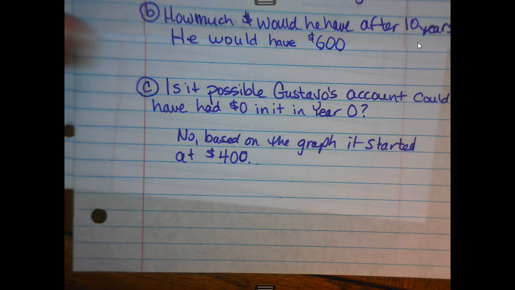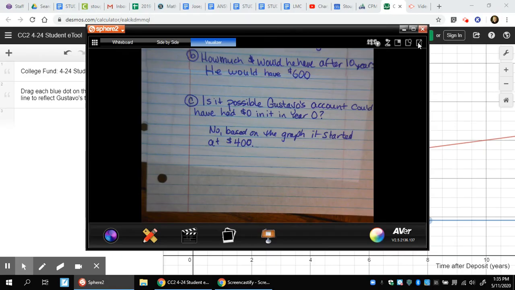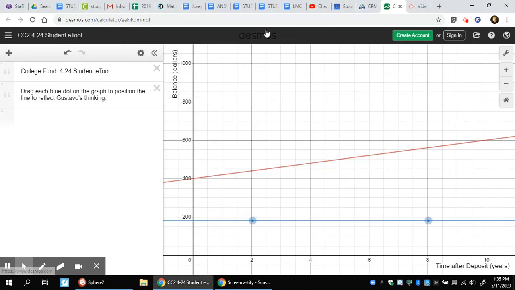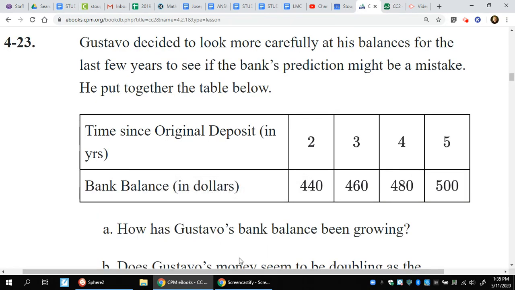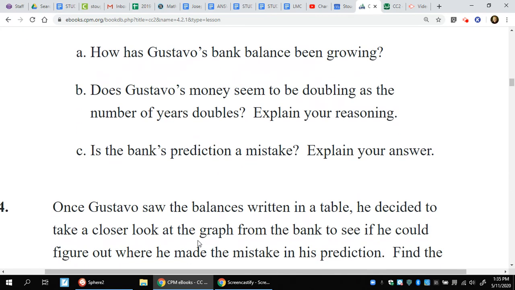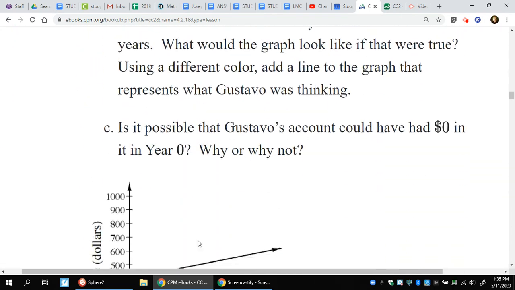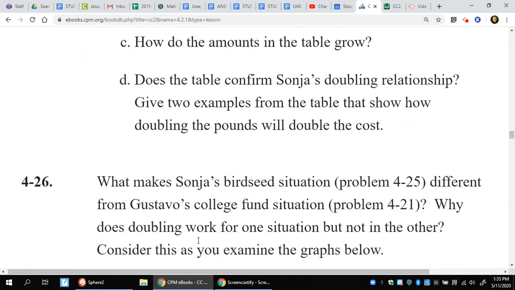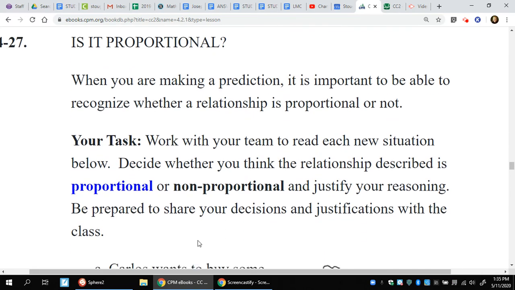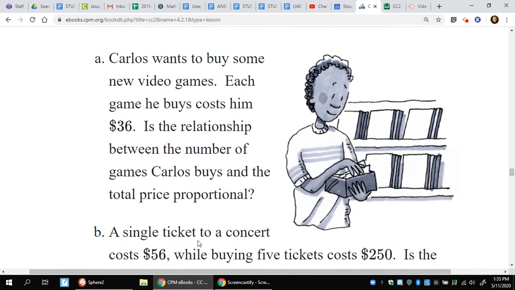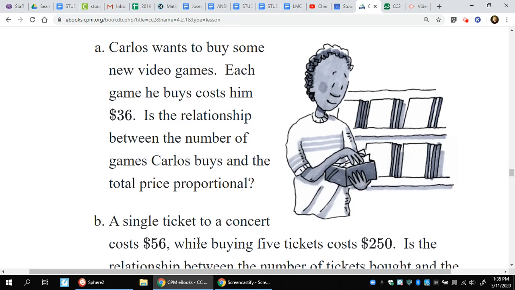So that is where we're at with 423, 424. And now you get to go on to your independent lesson, which is to work on problem number 27. Problem number 27 looks like this. Is it proportional? We're going to be giving you some situations, and you need to think, is it proportional? Does it change at the same rate between each of our data points?